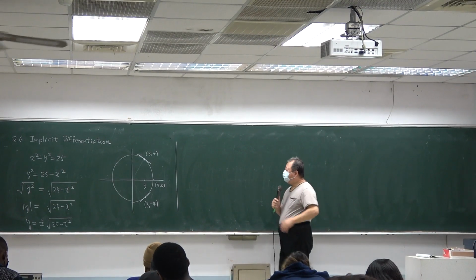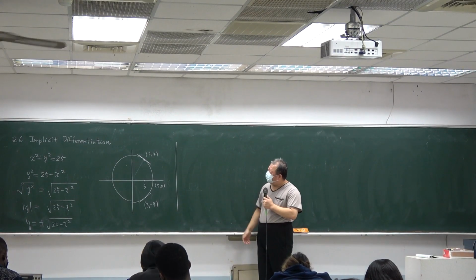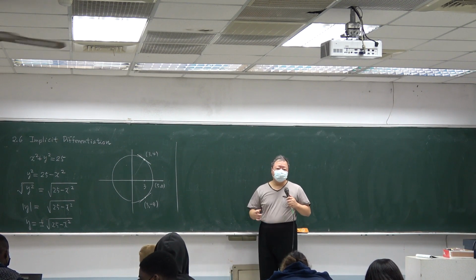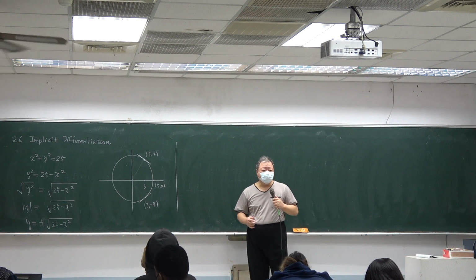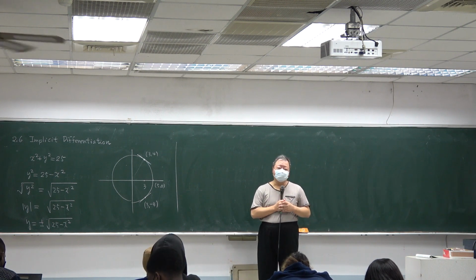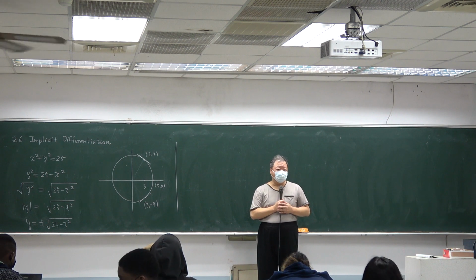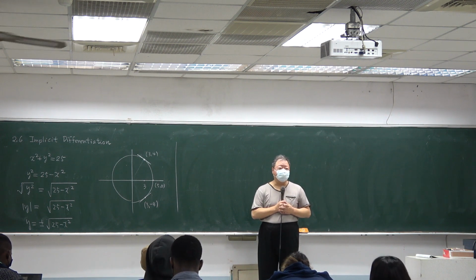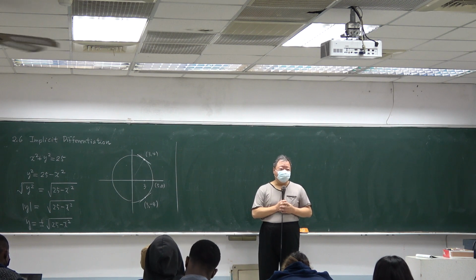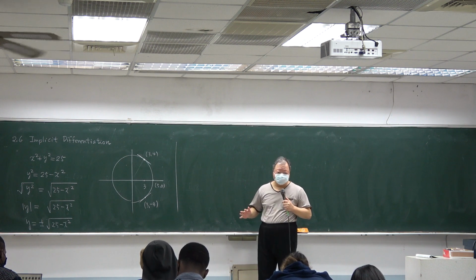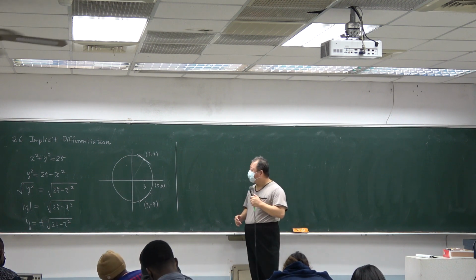Let's continue to learn this topic, implicit differentiation. Implicit differentiation in Mandarin 就是用普通话来说是隐微分法。隐微分法，隐形人的隐，隐藏的隐，大隐隐于市的隐啊。Implicit means not explicit, implicit.